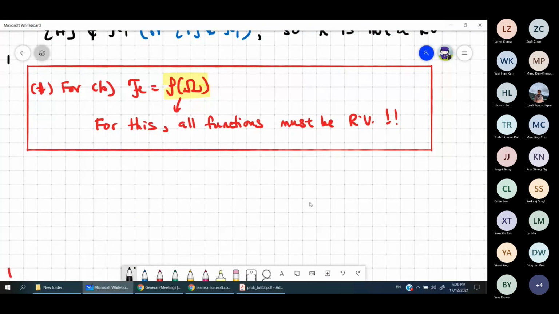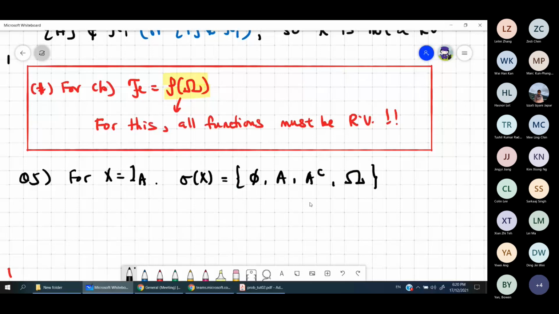So question 5. In general, for X equal to 1_A, the indicator function with this set A, this is the case here. I just write down the answer, and after that, I explain why the answer looks like that. For X equal to this, the sigma field generated by X will be the empty set, A, the complement of A, and this.